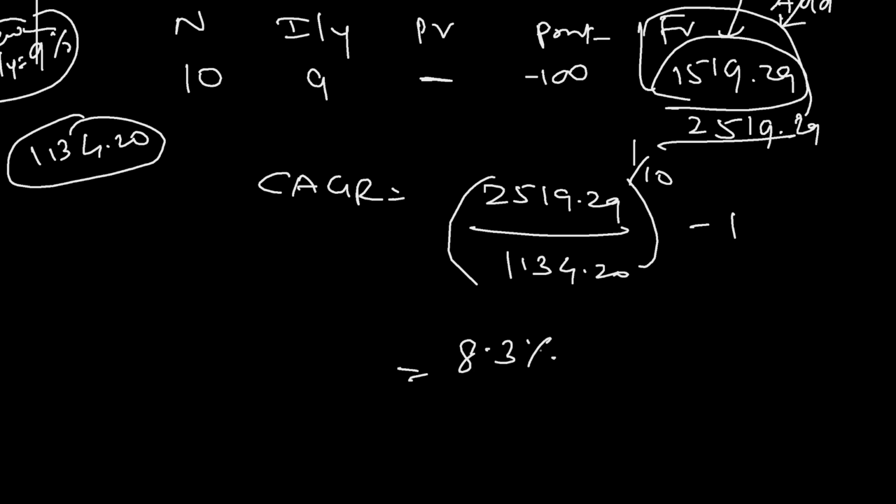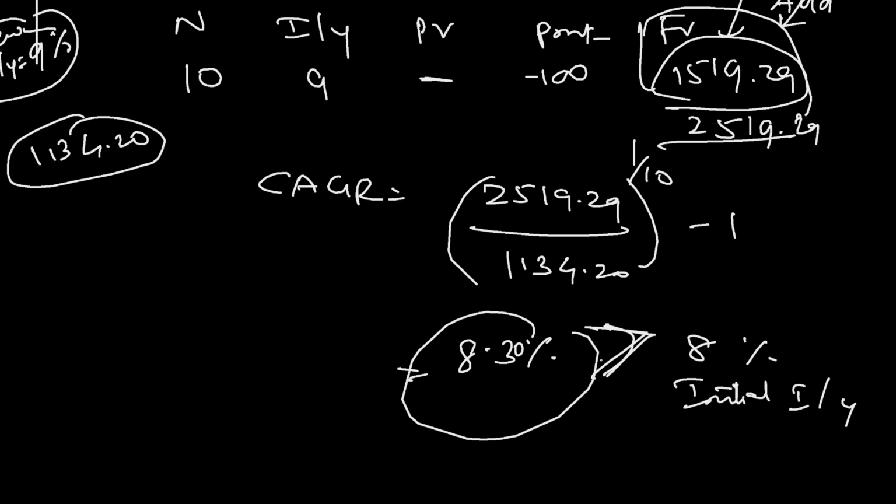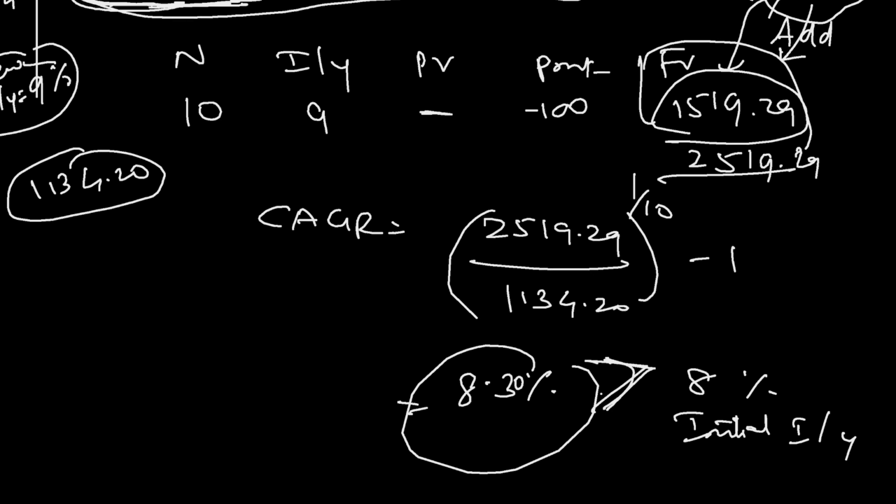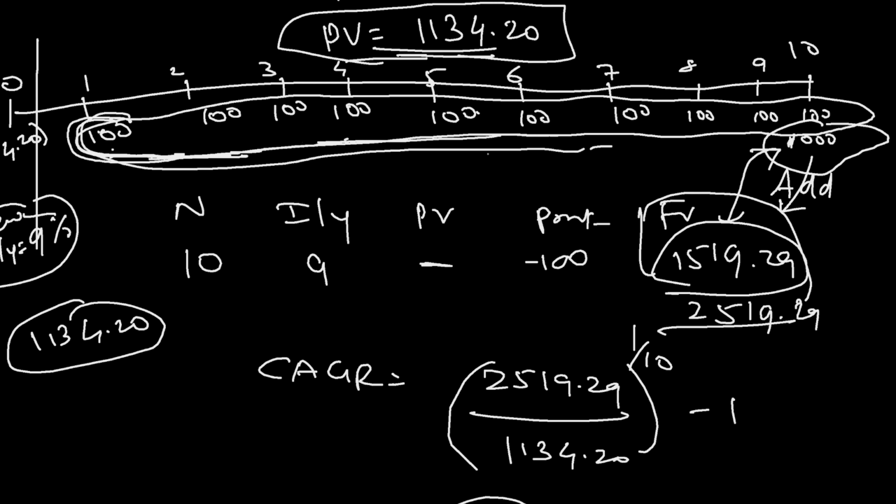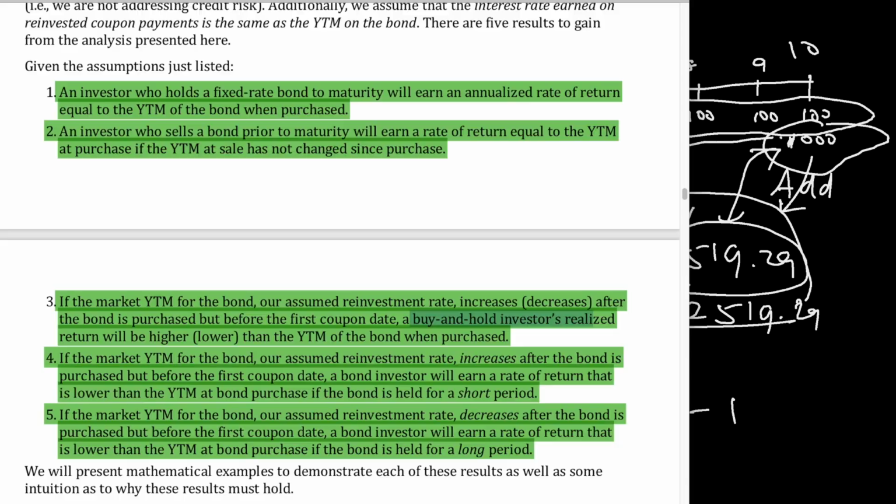When I convert it into percentage, 8.30 percentage, which is higher than the initial 8 percentage. Okay, so this is what proves the third point. It is higher than the initial IY. This was the initial IY. Okay, and this is the rate of return that I am getting. Why am I getting higher rate? Because it was reinvested at the higher rate for a long period of time. Okay, so this proves the third point.